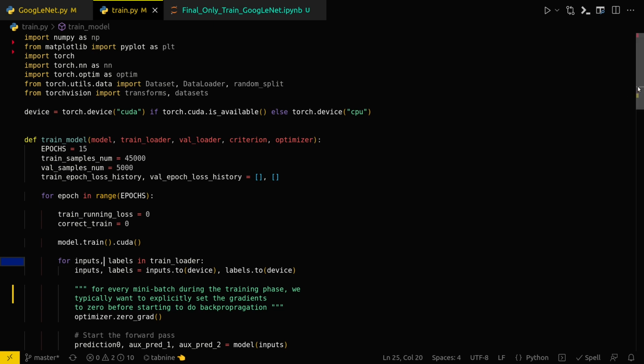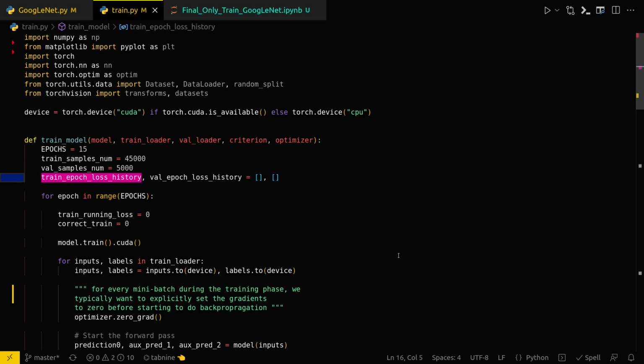But anyway, let's quickly go through the train function so that we understand it in detail. The train model method takes the model, train loader, validation loader, criterion, which is my loss function, and optimizer as the arguments. Because I'm doing it for the CIFAR-10 dataset, which has 50,000 images in the train set and 10,000 images in the test set, from the train samples itself I am keeping 45,000 for my training and 5,000 for my validation.